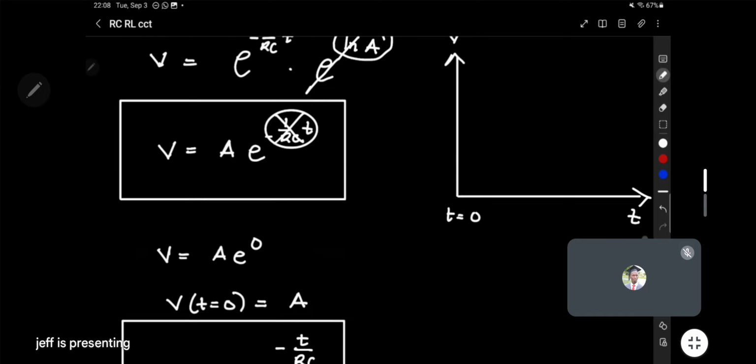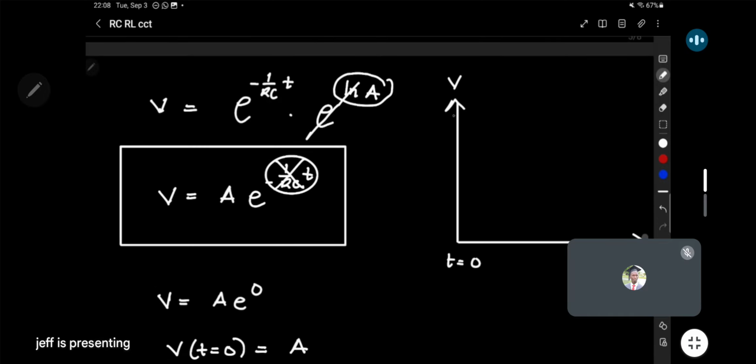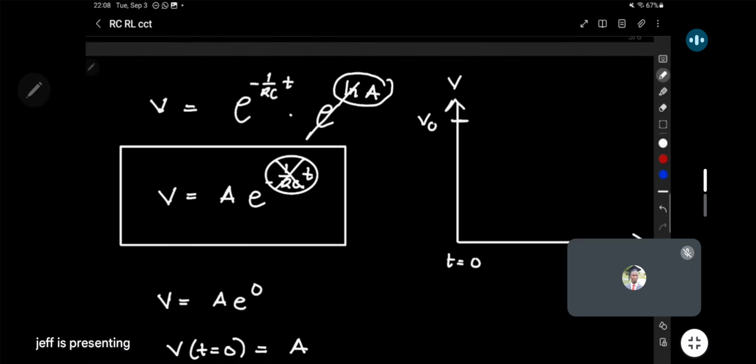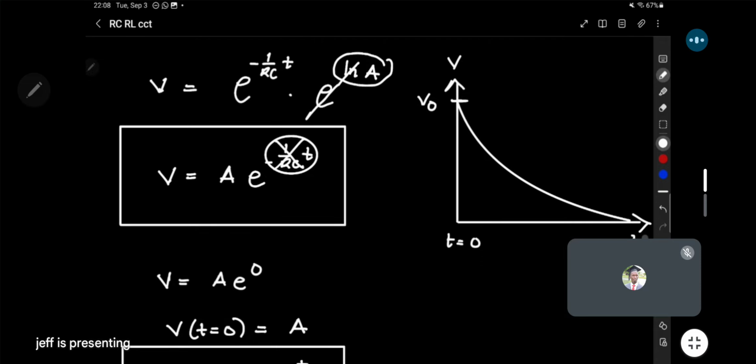So we can say at t is equal to 0, we start from here, where the voltage is basically the amount we have initially. But this starts to reduce with time until the capacitor has been discharged completely. So this is an exponential decay, the curve we get here.